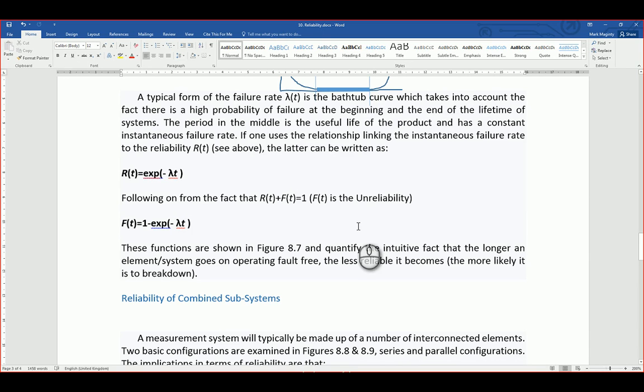Moving on a little bit further, a couple of formulas here derived to do with instantaneous failure rate. The period in the middle of the useful life of the product has a constant instantaneous failure rate. If one uses a relationship linking the instantaneous failure rate to the reliability, the latter can be written as: the reliability according to time is the exponential of negative lambda multiplied by time. Following on from that, we know that R of t plus F of t is equal to 1. Rearranging, we can then get a formula for the unreliability according to time: 1 minus the exponential of negative lambda multiplied by time.